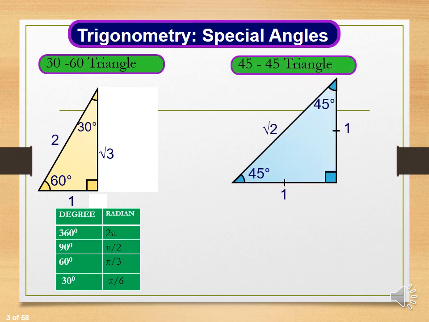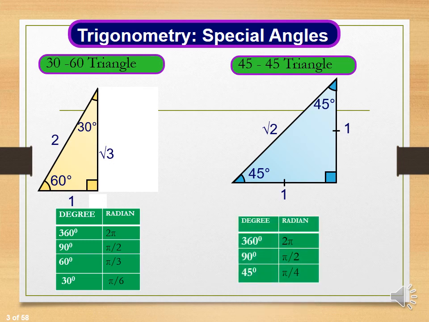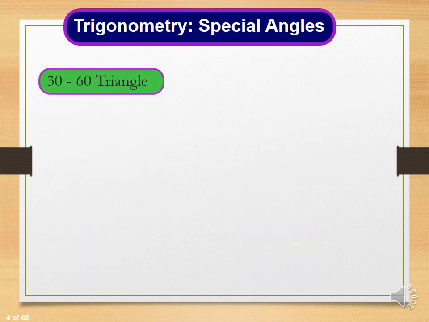For a 45-45 triangle, the sides are also assumed to be 1 unit. However, if you use Pythagoras theorem to get the hypotenuse, it gives us √2. The value of 45 degrees is pi over 4.